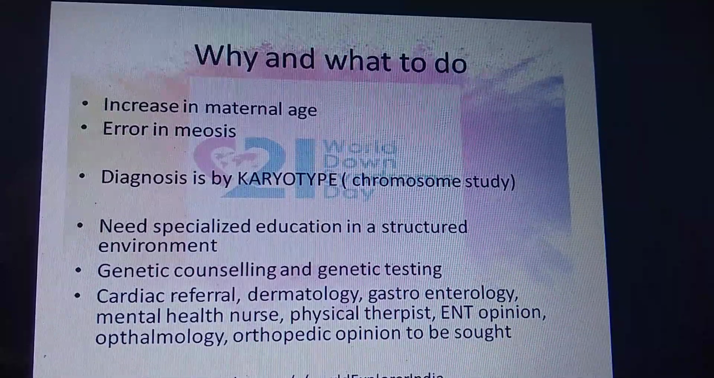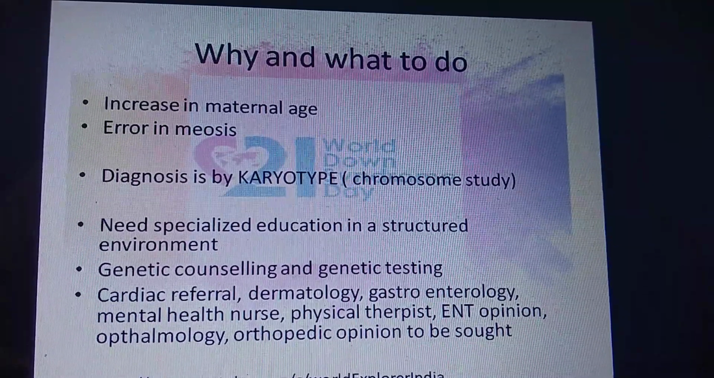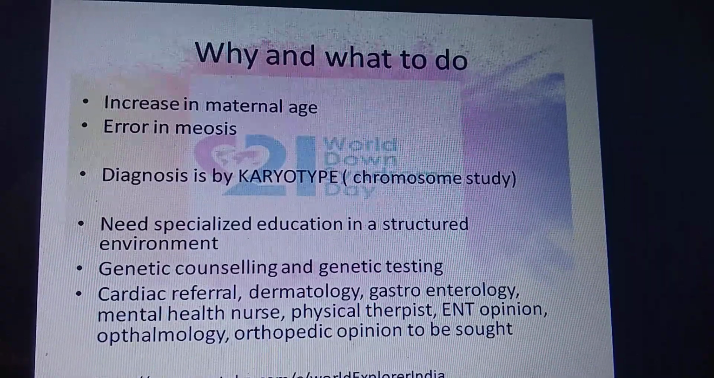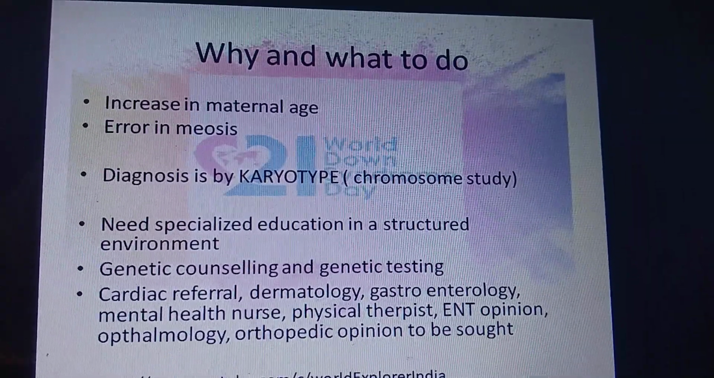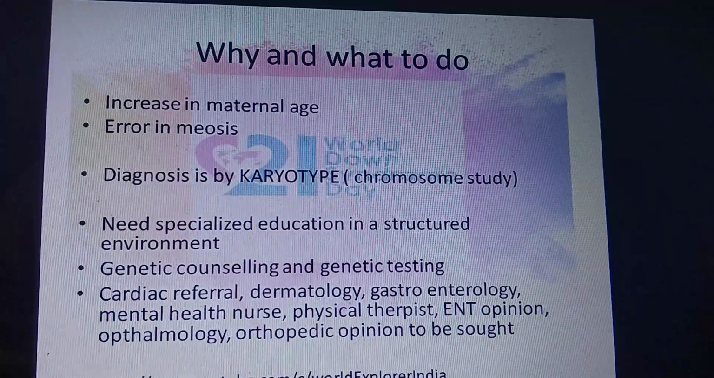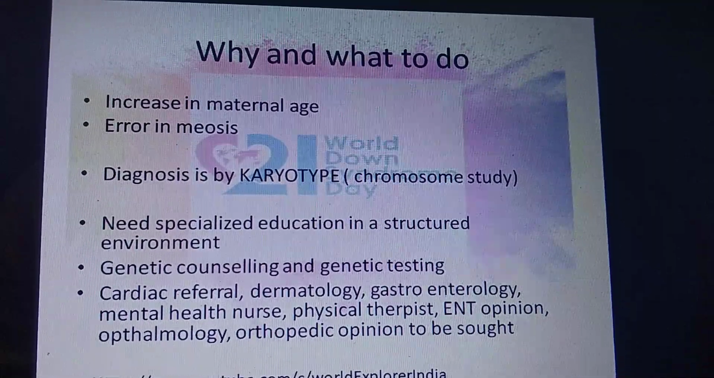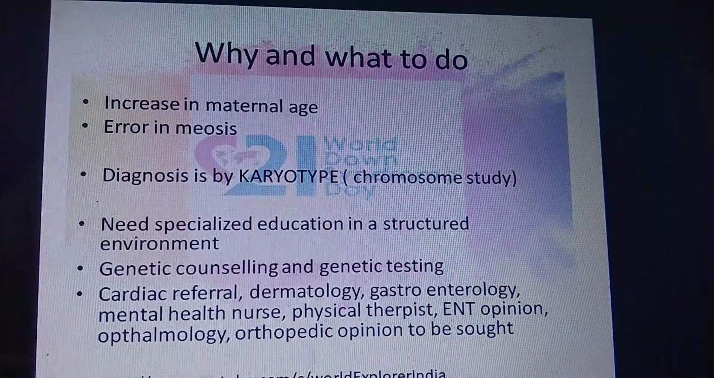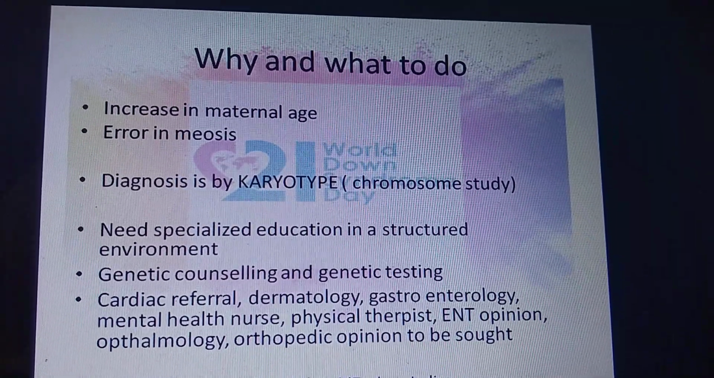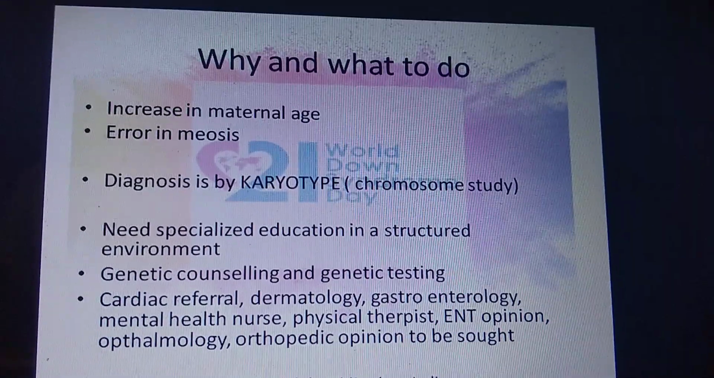The children with Down syndrome need specialized education in a structured environment because of low IQ, and parents may need genetic counseling before they are planning the pregnancy and even after the delivery to assess the risk and what can be done for the children with Down syndrome, and they may be referred to cardiology, dermatology, etc. to deal with the congenital problems.